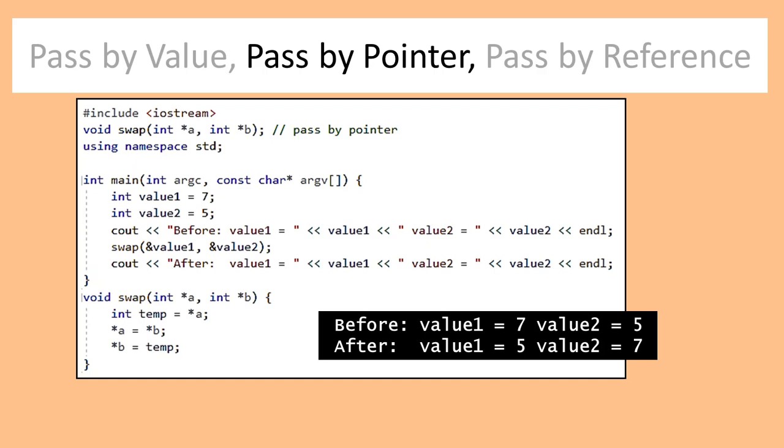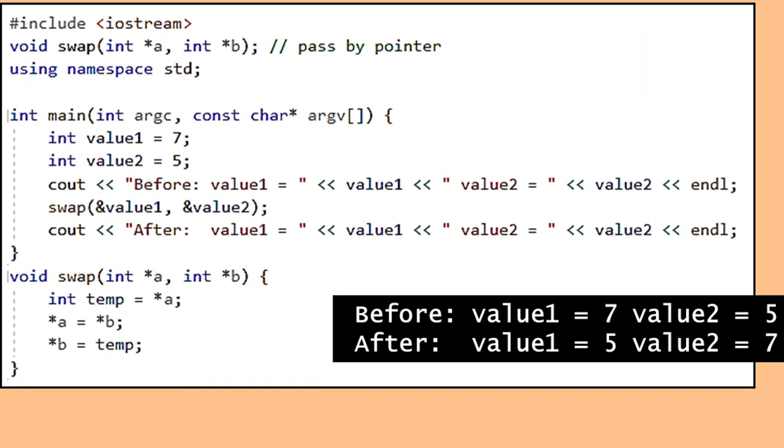The updated program passes the memory addresses of value1 and value2 to the swap function. Since the swap function receives memory addresses of value1 and value2, it is not working with its own local variables, but it is able to modify the contents of value1 and value2. Pointers give us the ability to work with data that is not in the local block of code defined by the curly braces. The prototype and function declaration use the int * to indicate that the arguments are pointers to integers instead of actual integers.